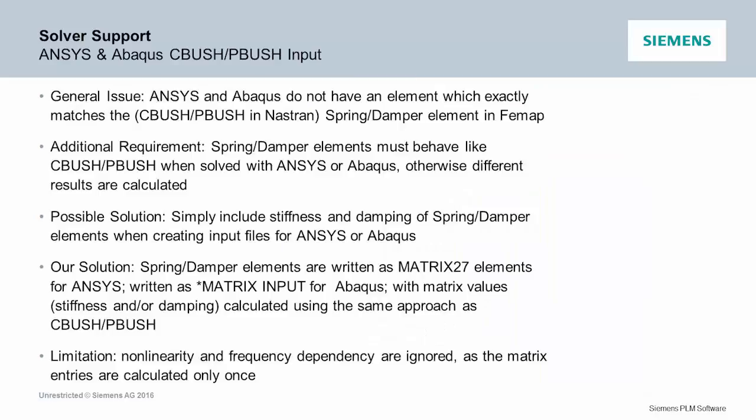He was also looking at element support. The C-bush element is really important to a lot of our customers for modeling fasteners and all types of things. ANSYS doesn't have one, but he looked at the formulation for the C-bush and realized he could write it out as a MATRIX27 to ANSYS. So now you can take your Nastran model and run it in ANSYS and get the exact same answers if it's got C-bushes in it.